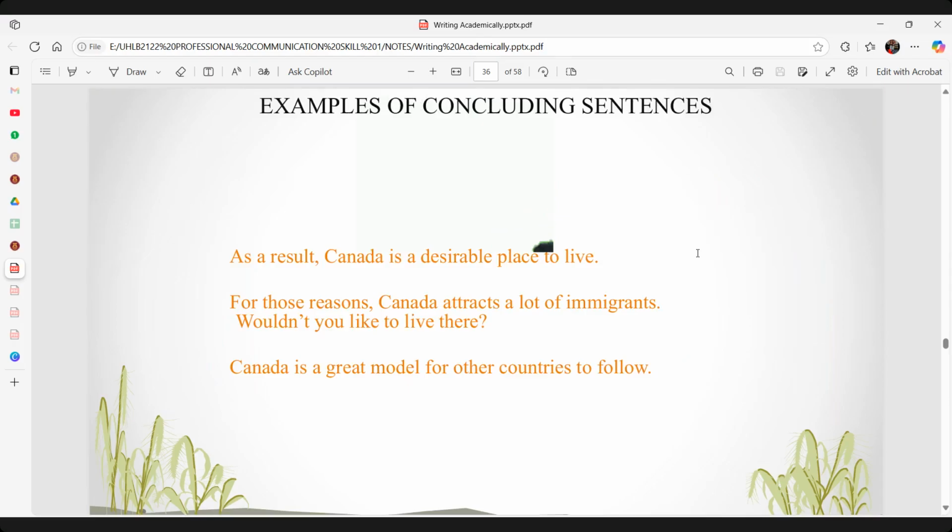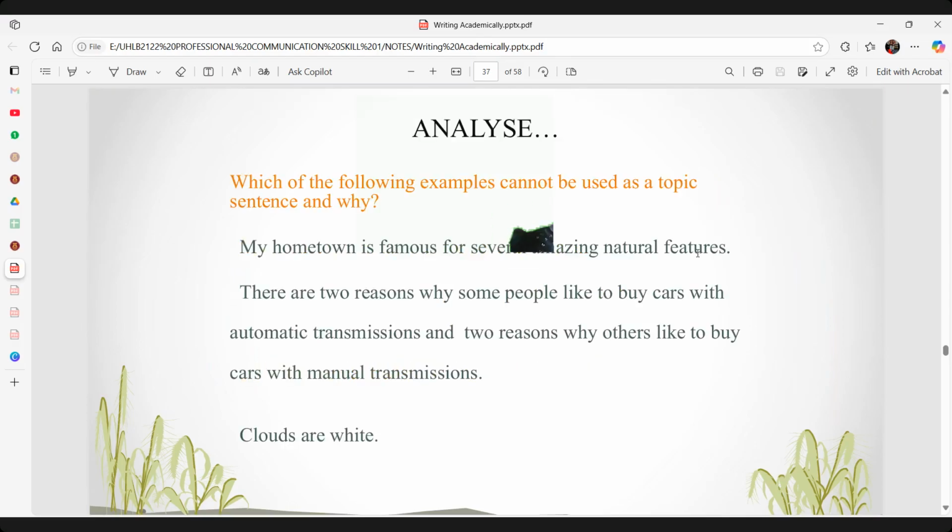Okay. So this is an example of concluding sentences. Guys, the concluding sentence and the conclusion are not the same. The function is the same. They are concluding, they are wrapping, but the position or the location of them are not the same.